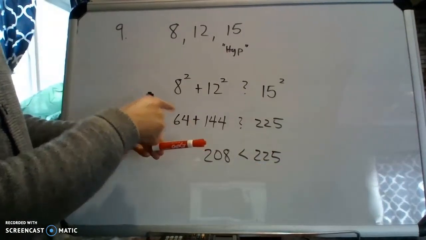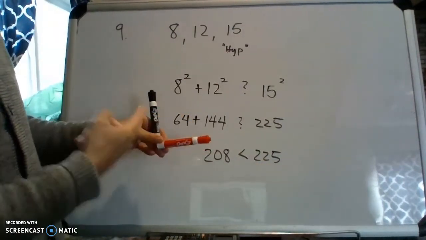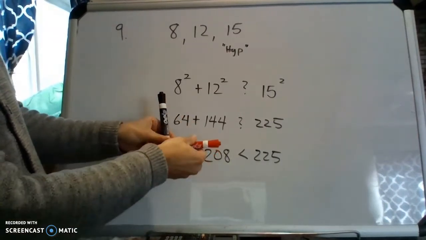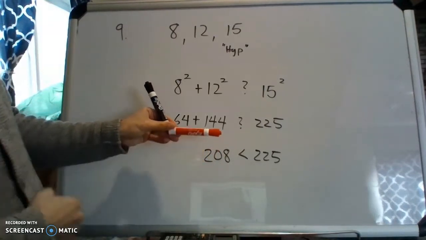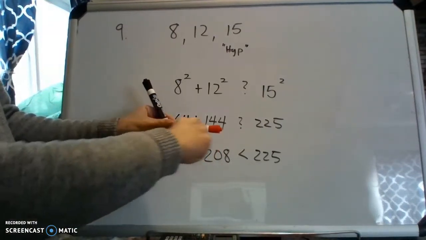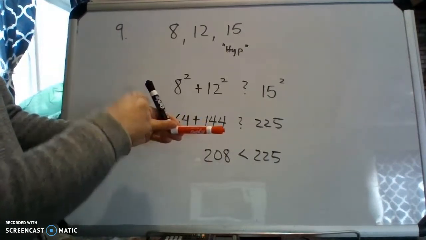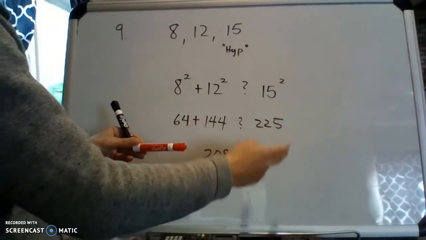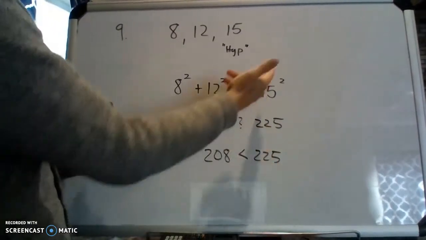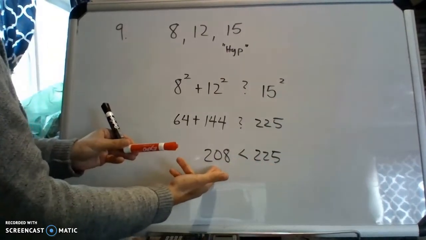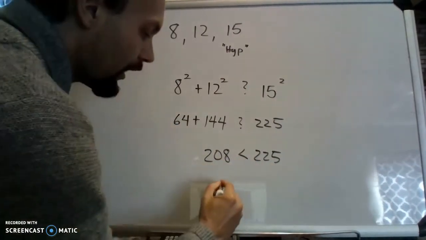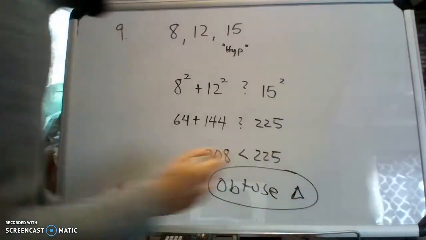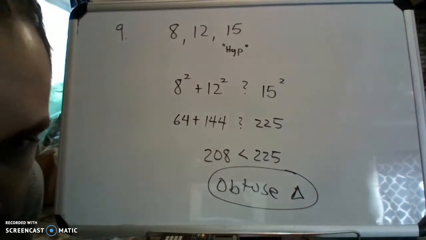So imagine this hypotenuse side being bigger than it is right now. In order for this side to be bigger, we would have to push these two sides apart. And what that does to the 90-degree angle is it expands it out to be an obtuse angle. So anytime the side that's supposed to be the hypotenuse is bigger than the other sides, this is going to be an obtuse triangle. All right, let's move on to the next one.